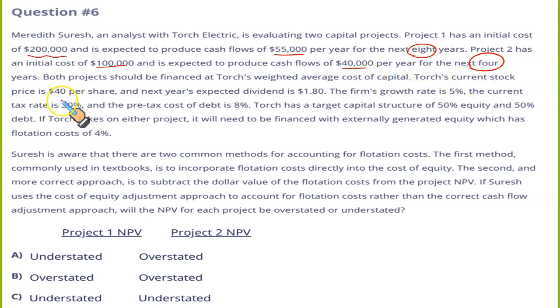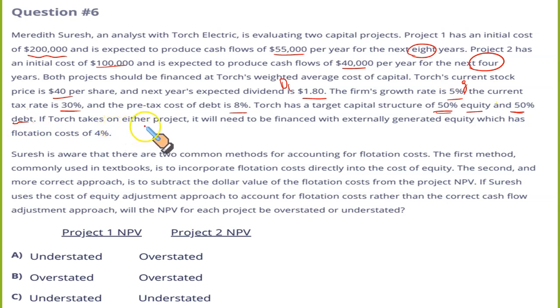Torch's current stock price is 40 and next year's expected dividend is 1.80. Dividend discount model, this is D1. The firm's growth rate is 5%, that is g. The current tax rate is 30%. The pre-tax cost of debt is 8%. Torch has a target capital structure, TCS, of 50% equity, 50% debt.